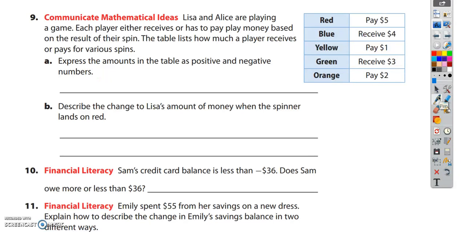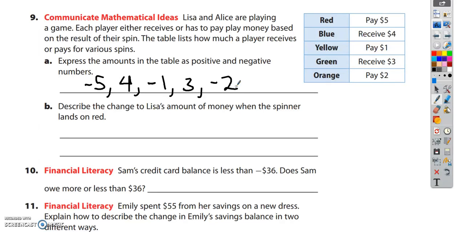So really all you need to do is go here and decide whether these numbers are positive or negative. Paying $5 is a negative, so I'm going to write negative 5. And then receiving $4 is a positive. Paying 1 is a negative. Receiving 3 is a positive. And paying 2 is a negative. So the answers are negative 5, 4, negative 1, 3, and 2.